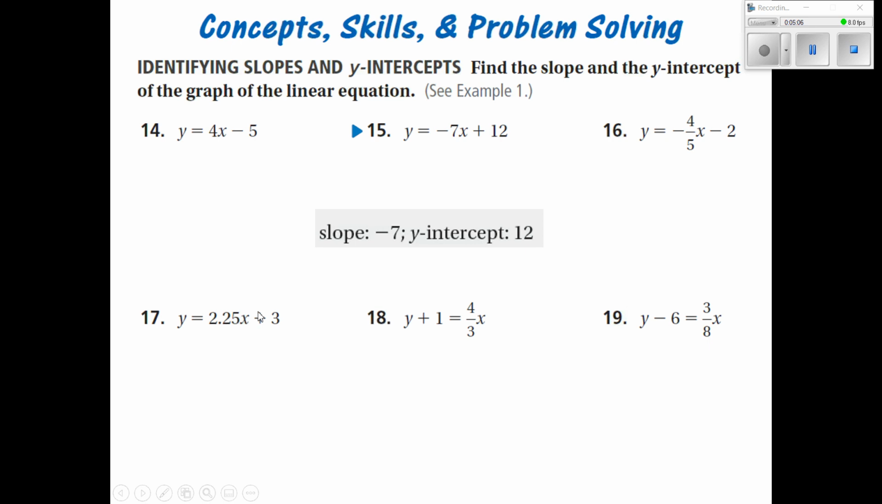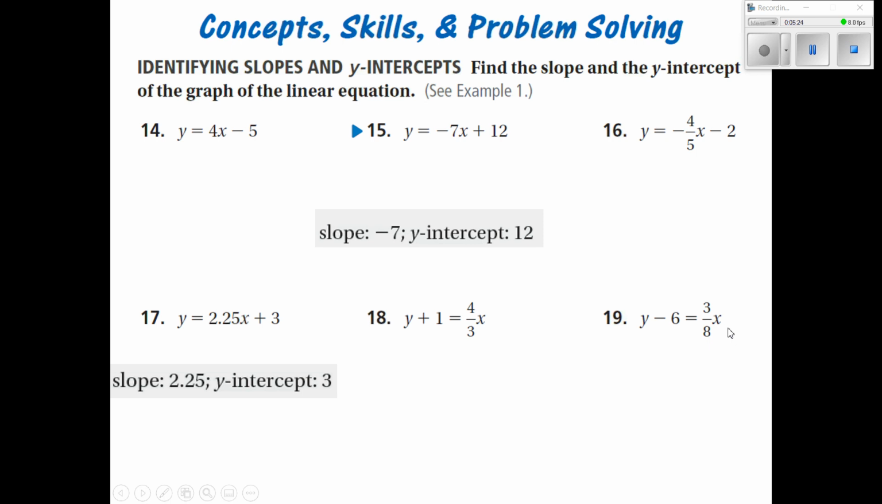Number 17, the slope is going to be 2.25 over 1, okay? And that's a positive slope. And then it's going through the y-intercept at 3. So the slope is 2.25, the y-intercept is 3.